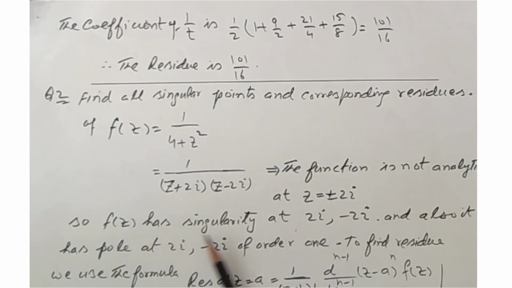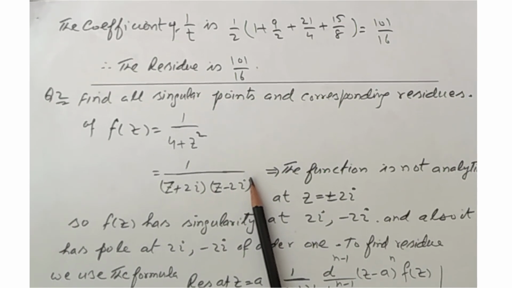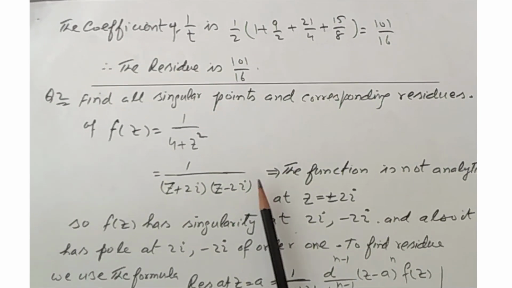So f of z has singularity at 2 iota and minus 2 iota, and also it has a pole at 2 iota and minus 2 iota of order 1. Because the power of this term is 1 and this also has power 1, we say that it has a simple pole at 2 iota and minus 2 iota. Now to find the residue, we use this formula.